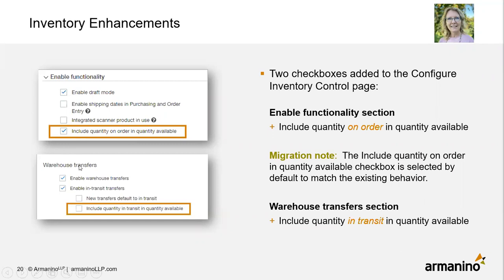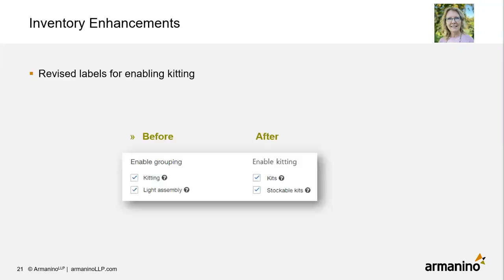And then under the warehouse transfer section, that's where you can check the option to include in transit if you want that in your quantity available. So take a look at those new settings and make sure they're set right if you are using inventory.